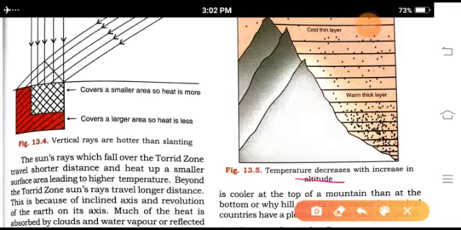So you have to see that there is a warm, thick layer, but at high altitude there is a cold, thin layer and the temperature is decreased.